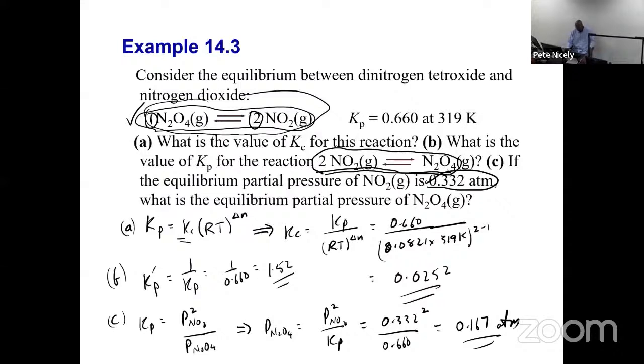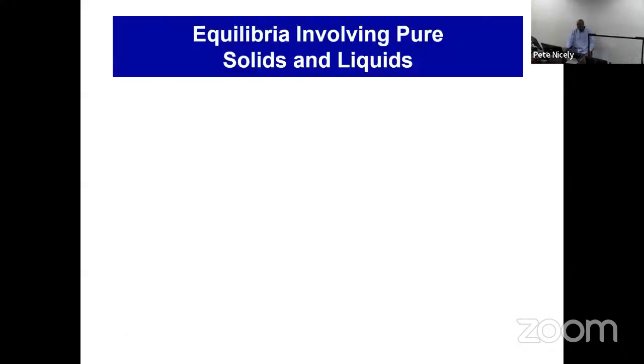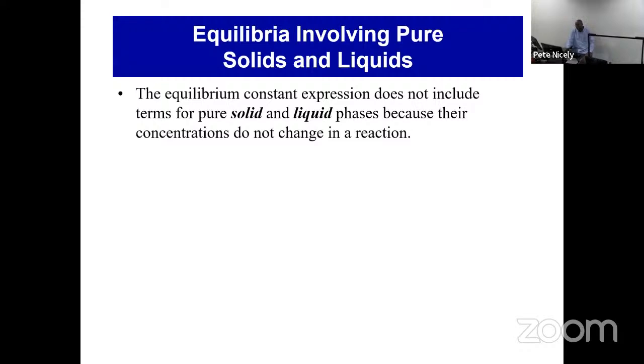Okay, so let me move on to the next slide. So now we're going to look at situations where you have an equilibrium system where pure solids and liquids are involved. And what you'll notice is that we have to kind of treat this a bit differently from what we have been looking at before. The first thing I want to say is that when it comes to pure solids and liquids involved in a reaction, even though the amounts of these substances might change as the reaction proceeds, what you need to understand is that the concentrations do not change.